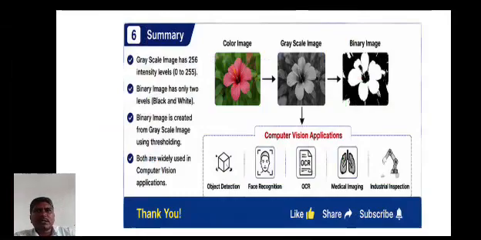Let's summarize today's topic. A grayscale image contains 256 intensity levels, that is 0 to 255, ranging from black to white. A binary image contains only two pixel values, black and white. Usually a color image is first converted into grayscale, then into a binary image whenever object detection or pattern recognition is required. So understanding these image formats is the first step toward learning advanced topics in image processing and computer vision.